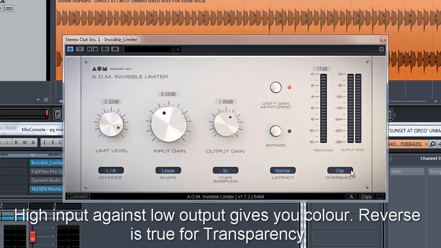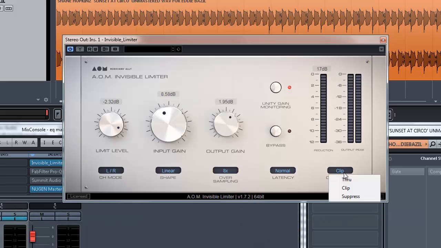Bypass, self-explanatory. Overshoot is kind of like a protection system. Clip, it protects by clipping. Through just goes straight through the unit. This helps if you want to chain a series of limiters or compressors or whatever. Suppress is the one I tend to use. But clip's okay because I never really push it to the point where I want that clip effect.